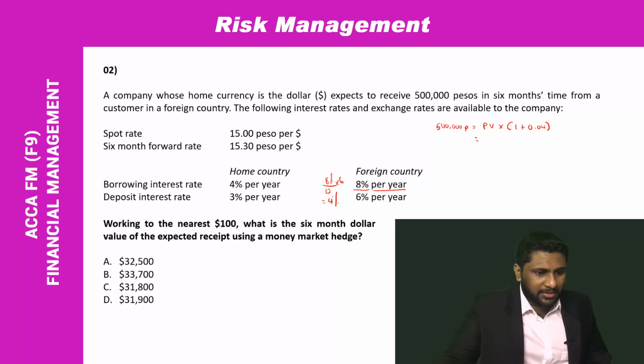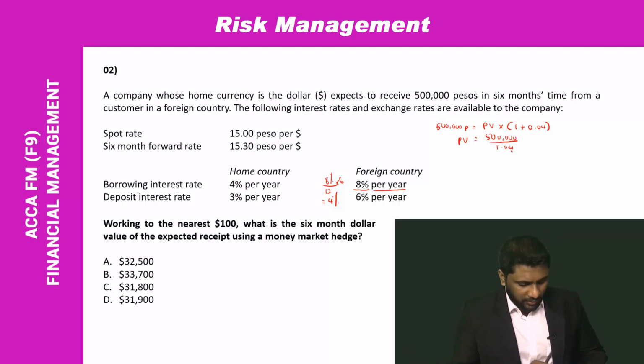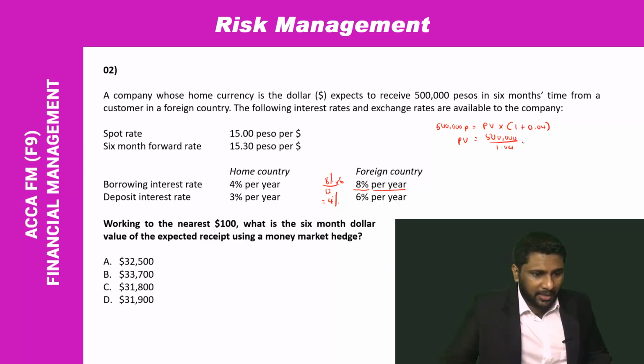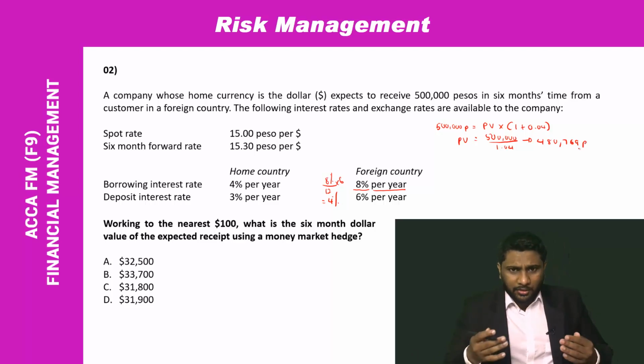So here, how much is the loan that I have to take today? 500,000 divided by 1.04. How much am I getting? 480,769. I have to take this amount of loan today, 480,769 pesos. So I took this loan.